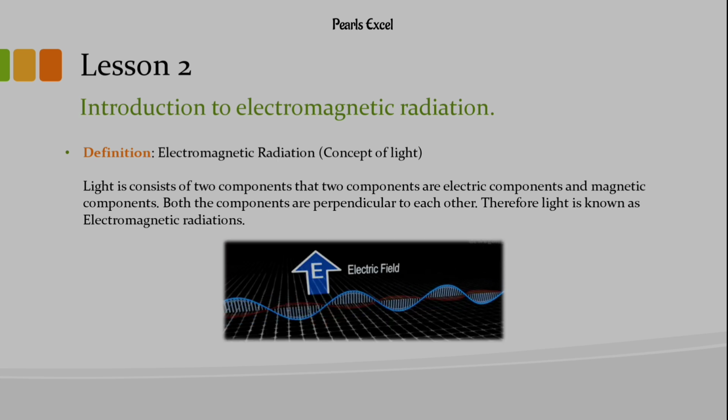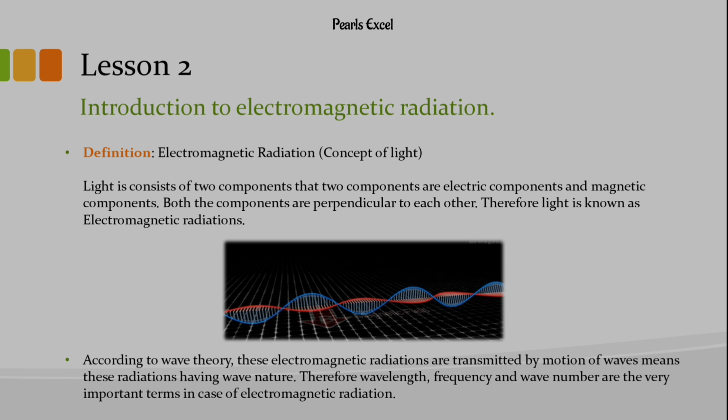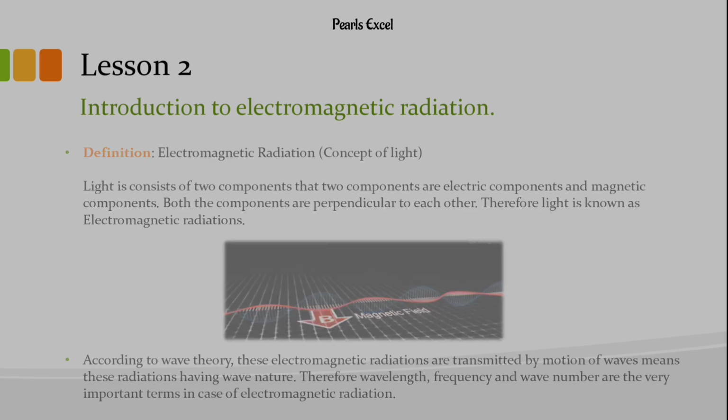So from this image it's clearly seen how both the components travel in space. According to wave theory, these electromagnetic radiations are transmitted by the motion of waves, which means these radiations have wave nature. Therefore wavelength, frequency and wave number are very important terms in the case of electromagnetic radiation. So let's discuss each term in detail.